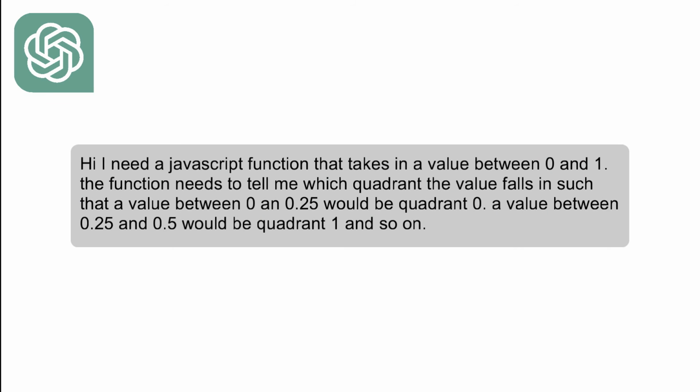So I headed on over to good old ChatGPT and very politely I asked, "Hi, I need a JavaScript function that takes in a value between 0 and 1. The function needs to tell me which quadrant the value falls in such that a value between 0 and 0.25 would be quadrant 0. A value between 0.25 and 0.5 would be quadrant 1, and so on."